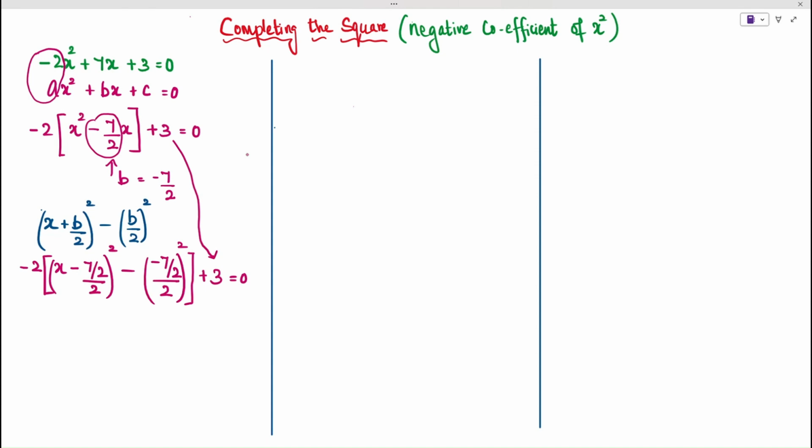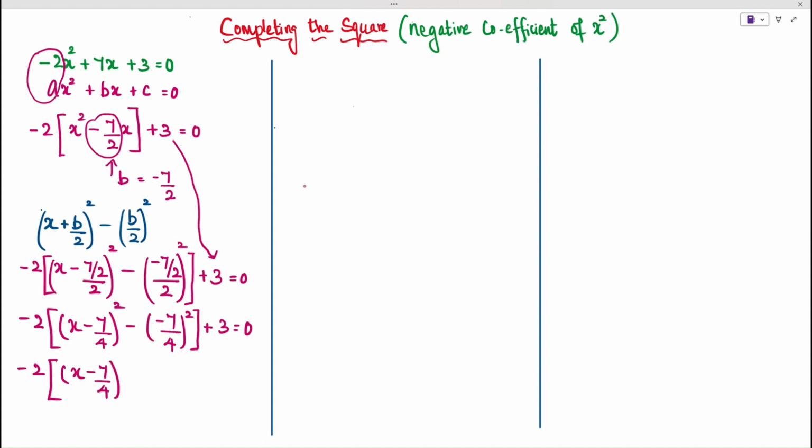So now we're going to simplify our fractions. And so with that we get minus 2 times x minus 7 over 4 the whole squared minus 7 over 4 the whole squared. Close our square brackets. Plus 3 is equal to 0. And now we're going to square the second value in our equation. So we get minus 2 times x minus 7 over 4 the whole squared minus 49 over 16, close brackets. Then we do plus 3 is equal to 0.